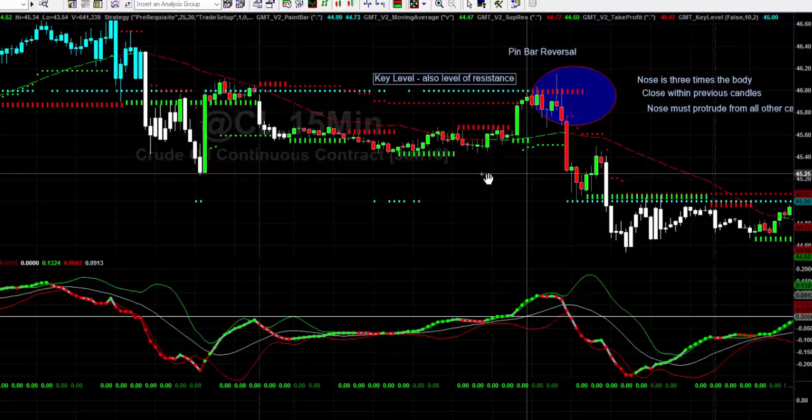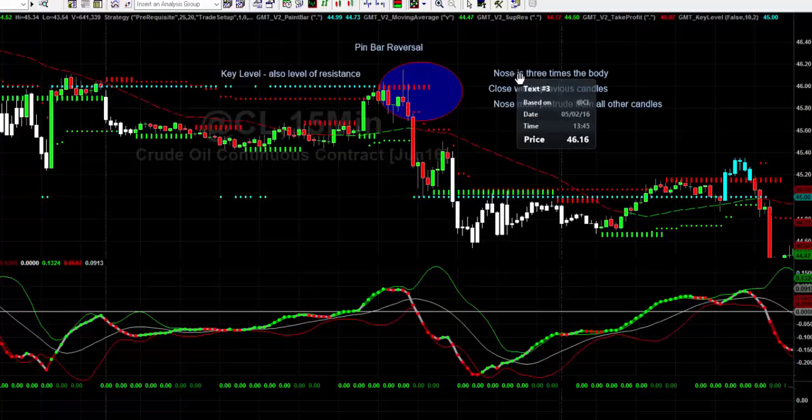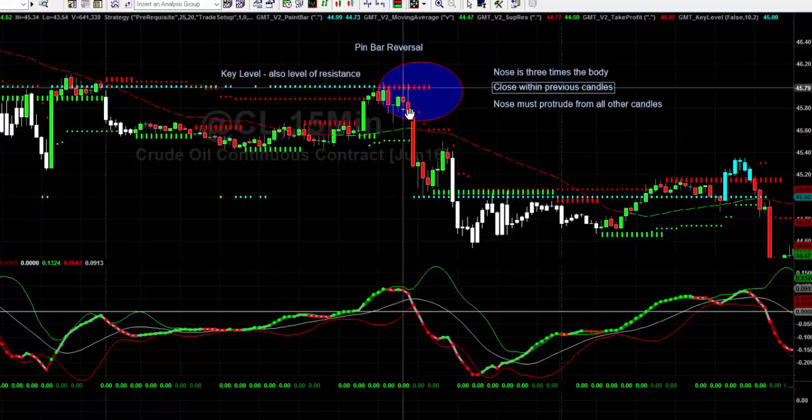A couple of the things we touched on Wednesday were that we need to see that there was a bit of a trend. If we're looking for a pin bar reversal, there are three specific things that have to be present. We need to see that the nose is 3 times the body. If we look at this as our pin bar, you can see that our nose is definitely 3 times our body. You can see the wick is very strong there.